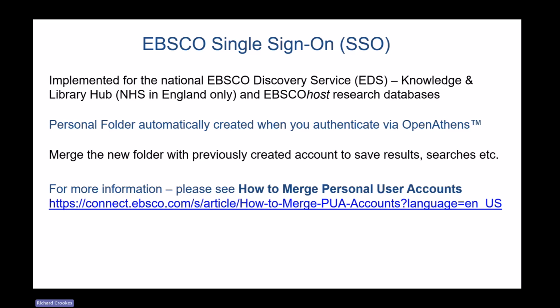If you're outside of England or at other institutions that do not have single sign-on, then you have to sign up for a folder account, create it, and then you can use it thereafter. So I'll take you through that process shortly as we go through the demonstration. Now, for those of you who've created folders in the past and are new to this, you may need to merge the previously created folder with the newer one. There are steps to do that, and there are instructions on this slide with that link, how to merge personal user accounts. So it's possible to merge them if you need to, okay?